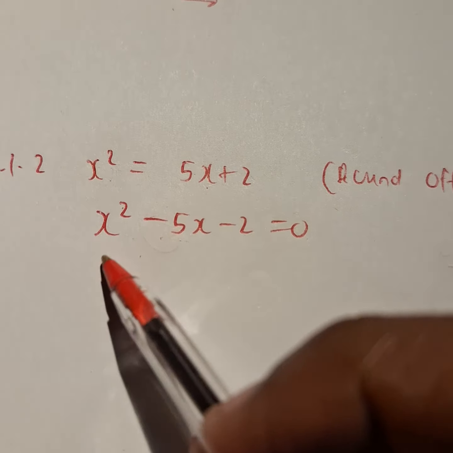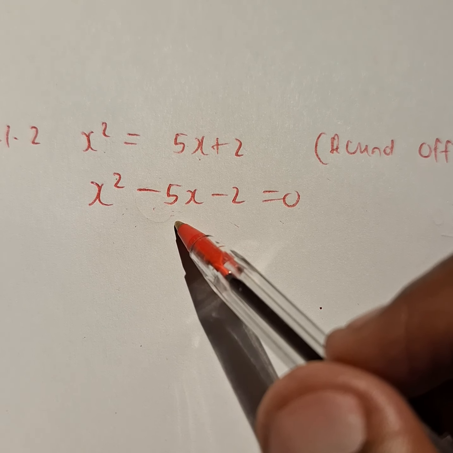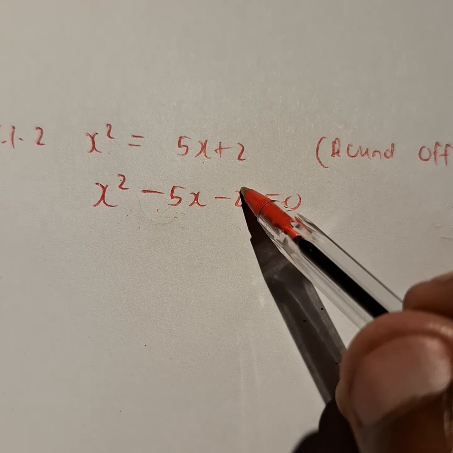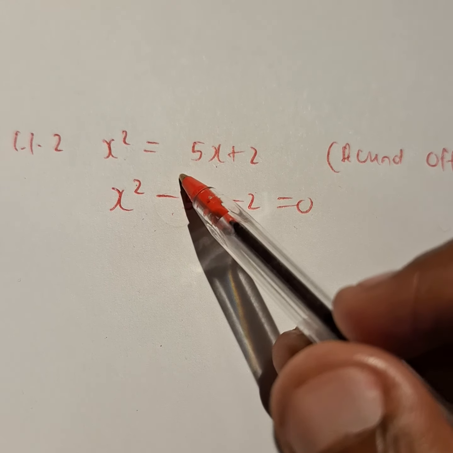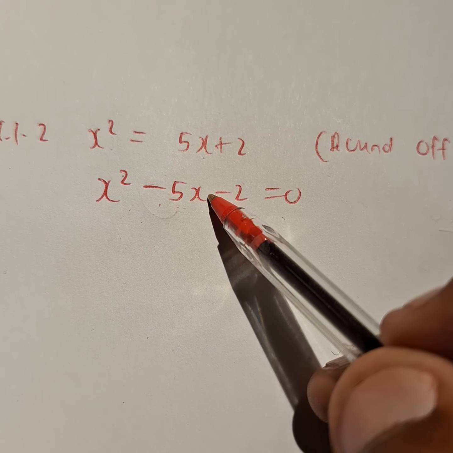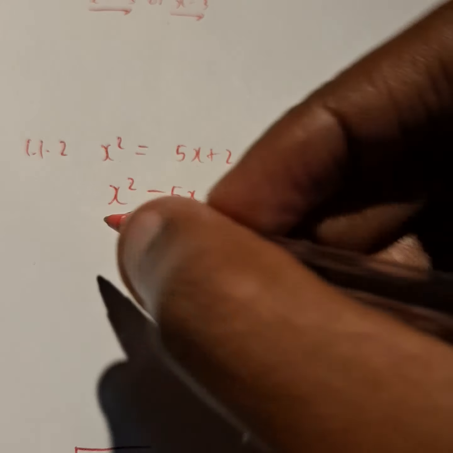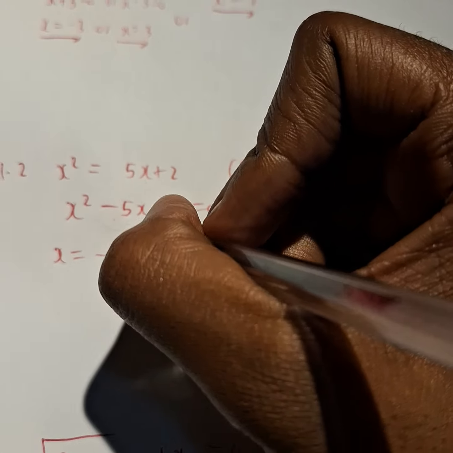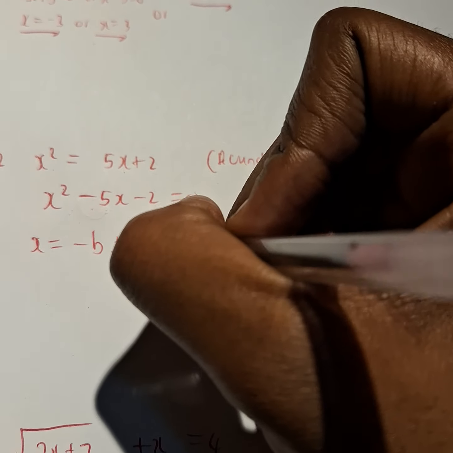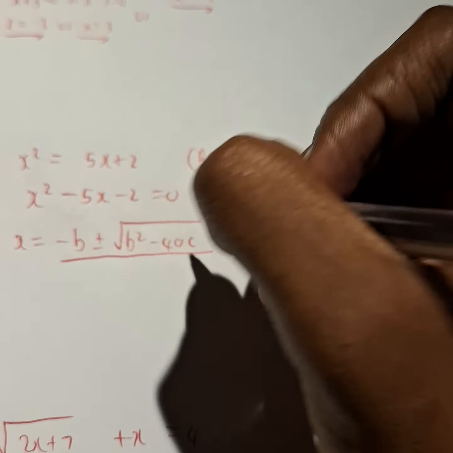Okay, then this we cannot factorize, because we don't have factors of negative 2 which when we multiply give us negative 2, but when we add give us the coefficient of x, which is negative 5. So therefore we need to use the magical formula. We call it the magical formula, which is called the quadratic formula.